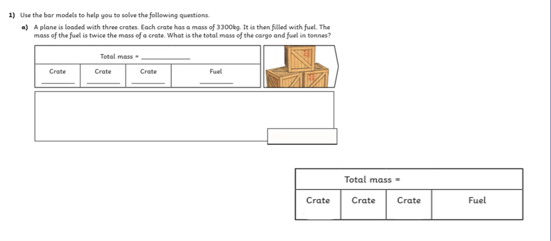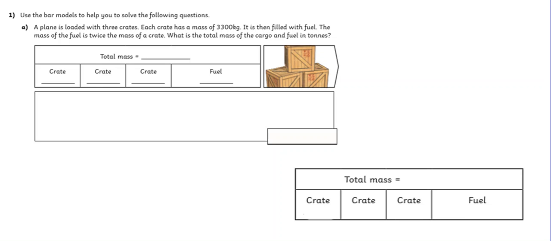So if we have a look at this question to start with. It says, use the bar models to help you solve the following questions. A plane is loaded with 3 crates. Each crate has a mass of 3,300 kilograms. It is then filled with fuel. The mass of the fuel is twice the mass of a crate. What is the mass of the cargo and fuel in tons?